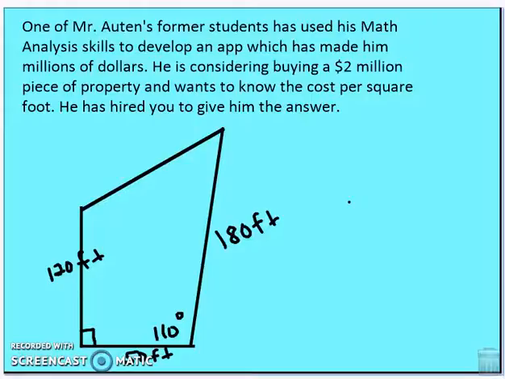All right, so one of my former students has used his pre-calculus skills to develop an app which has made him millions of dollars. He's considering buying a $2 million piece of property and wants to know the cost per square foot. He's hired you to give him an answer. So we have this piece of property, this quadrilateral, right angle here, a length of 120, length of 50, and then a length here on the right-hand side of 180 feet. And we're going to use what we know about the area of any triangle to find the area of this quadrilateral.